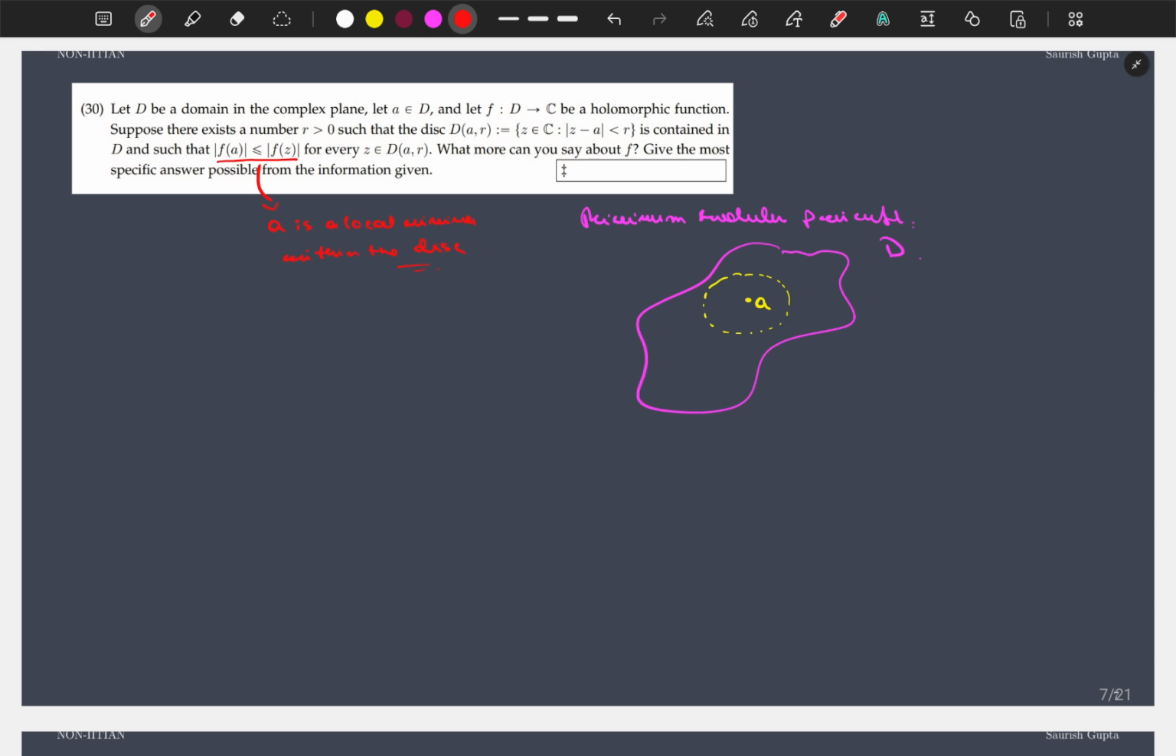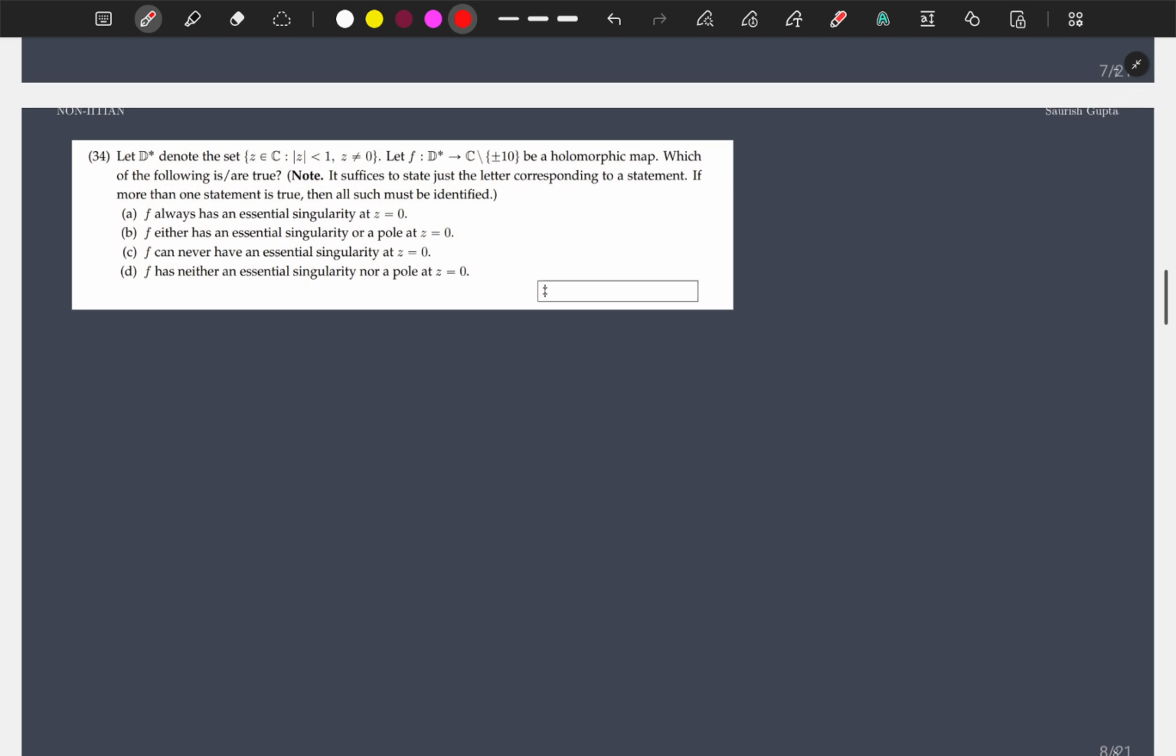So either f is a constant or f must have a 0 at a. That should be the only thing which you can say about f probably. So the only conclusions which you can draw is that either a is a 0, obviously an isolated 0 because we are talking about a holomorphic function, or it has to be constant on the domain, right? Yeah. Let's move on to the next problem.